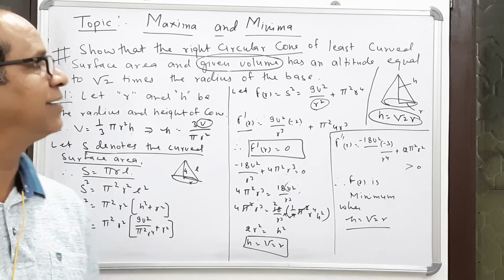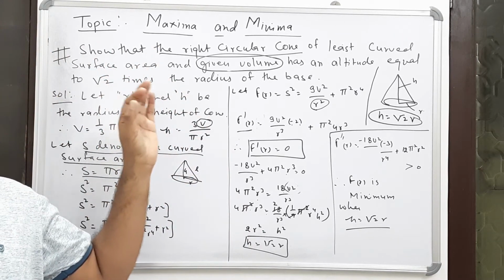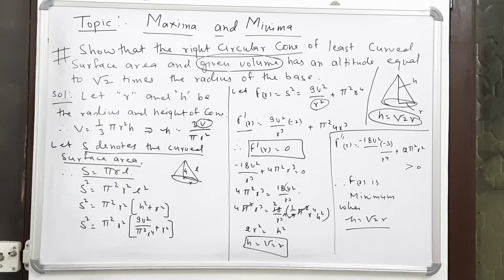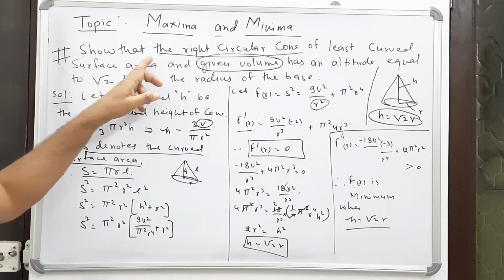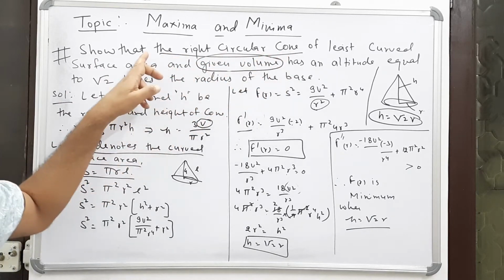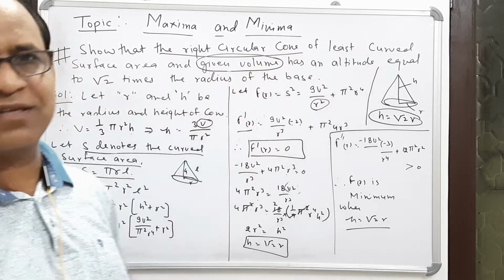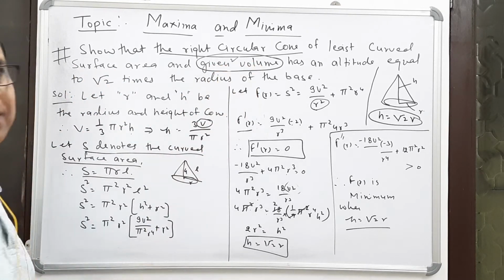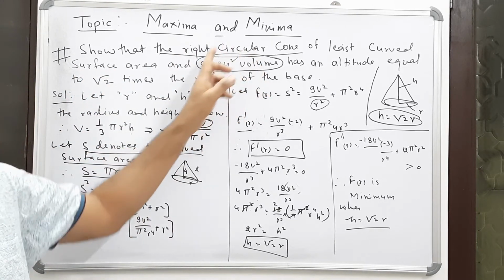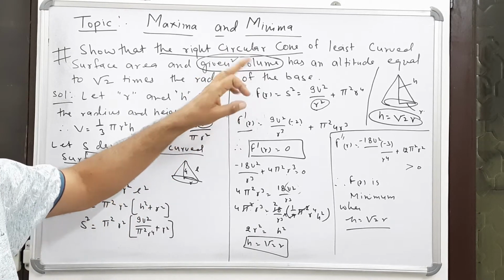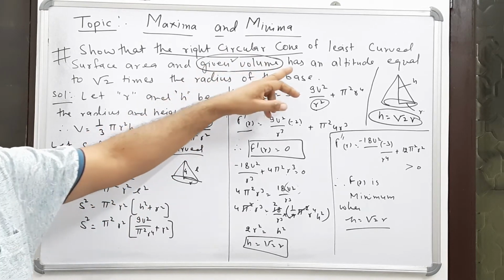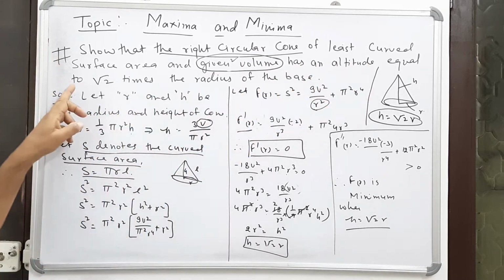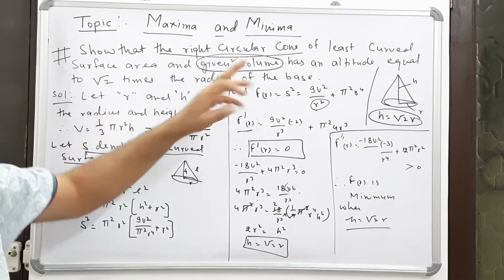Hello students, today I am taking a very important word problem from Maxima and Minima. Show that the right circular cone of least curved surface area and given volume has an altitude equal to root 2 times the radius. This is very important. The volume is given here.